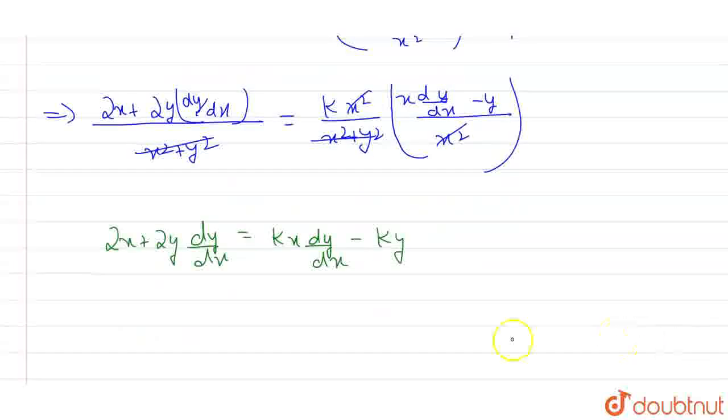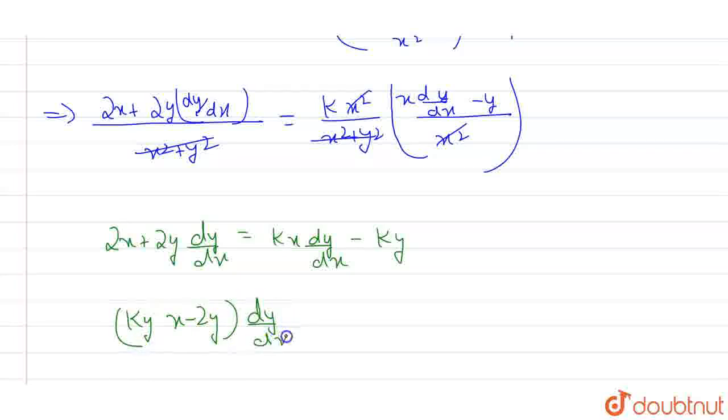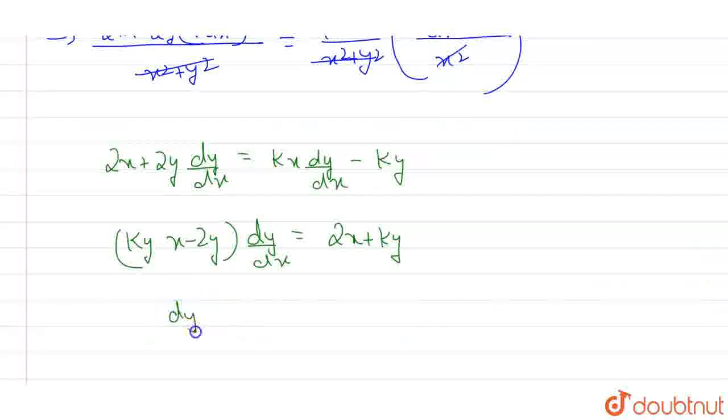So now what we will do, we can write them down as, if we take dy by dx common, we will get kx minus 2y, dy by dx equals 2x plus ky. So our dy by dx becomes 2x plus ky divided by kx minus 2y.